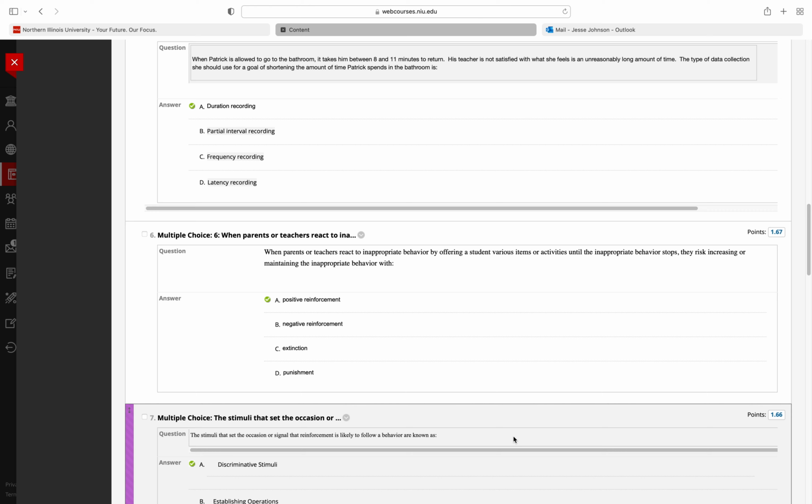When parents or teachers react to inappropriate behavior by offering the student various items or activities until the inappropriate behavior stops, they risk increasing and maintaining the inappropriate behavior with, and that's positive reinforcement.